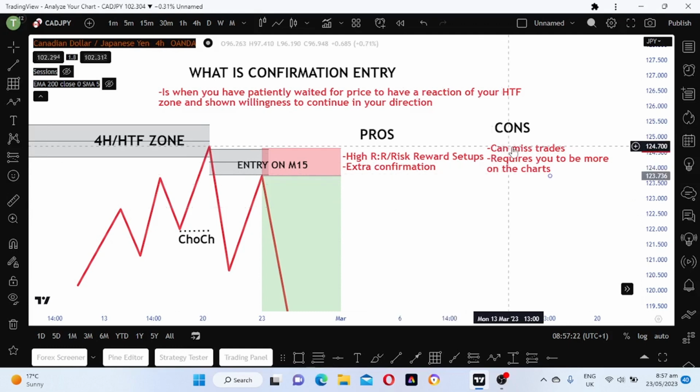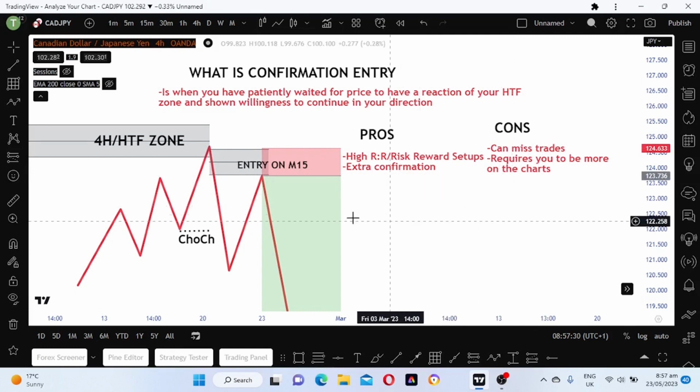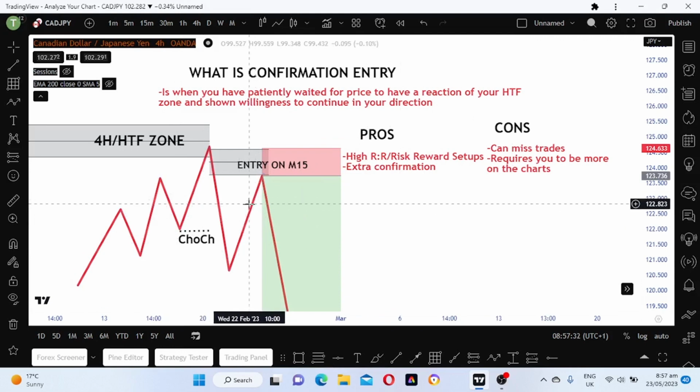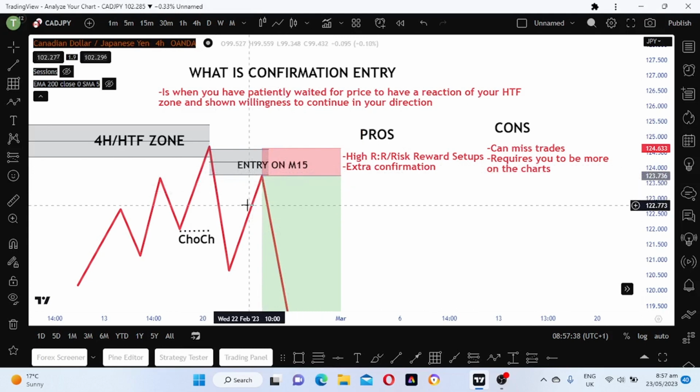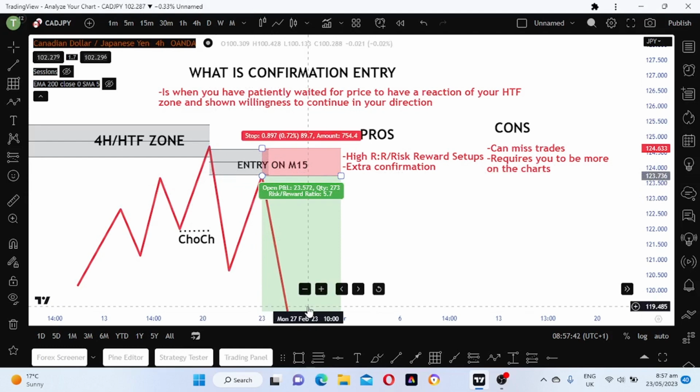Now here are the cons. You can miss trades, guys. The problem of this confirmation entry is that you can miss trades, because the market can even pull back just here in the middle, without reaching this zone. Like that, you will miss a trade, because we never know. The market might just reverse here and then go in your direction.